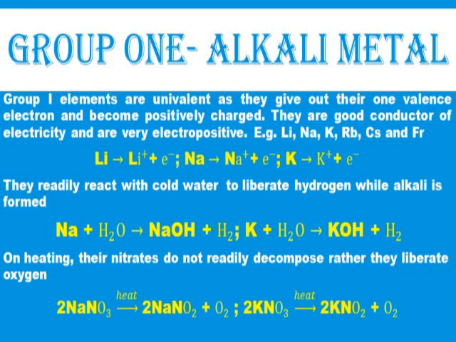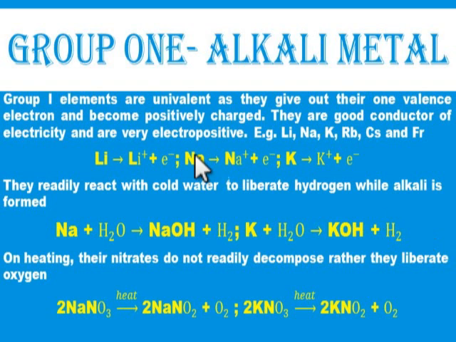Now these group 1 elements are univalent as they give out their one valence electron and become positively charged. They are good conductors of electricity and are very electropositive in nature. Examples include lithium, sodium, potassium, rubidium, caesium, and francium.